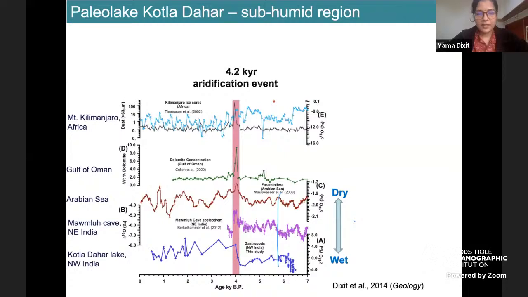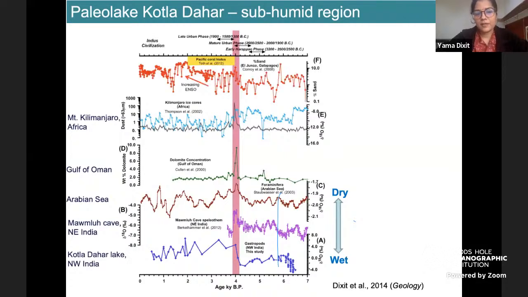Looking for what could have contributed to this drying, there is evidence of increasing ENSO events. These are all proxy records from the Galapagos Islands and also the Pacific region. There was also a Pacific coral hiatus reported after 4.2 kilo years. So overall, the 4.2 event, which spanned about 200 years, is attributed to increased ENSO events.